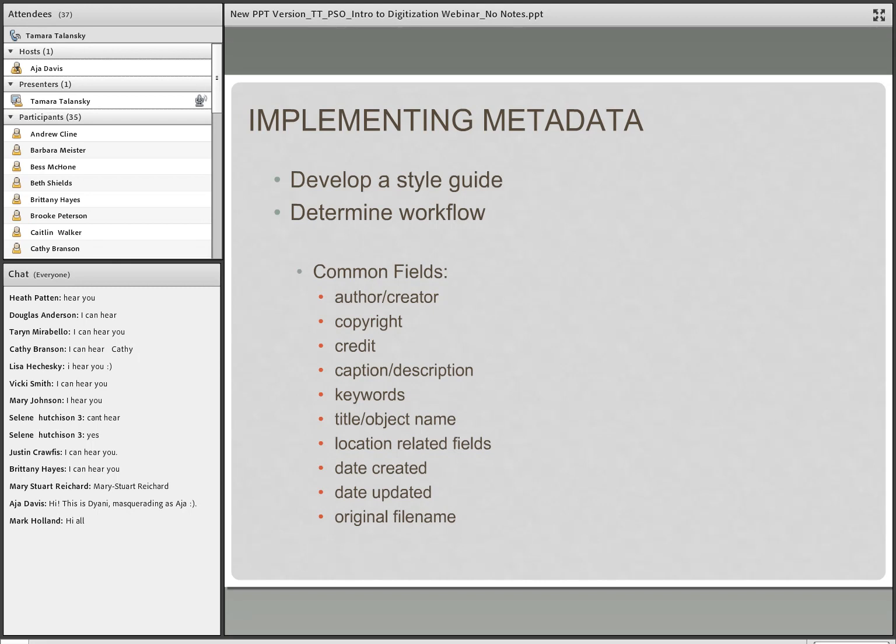This is just a list of some of the more common fields for entering metadata, and there are many other fields, but your author or creator, the copyright, credit, a caption or a description of the item, keywords, the title or the object name, location-related fields such as your city, the state, the country code, could be a continent, the date created, the date updated, and the original file name. Again, just to name a few.